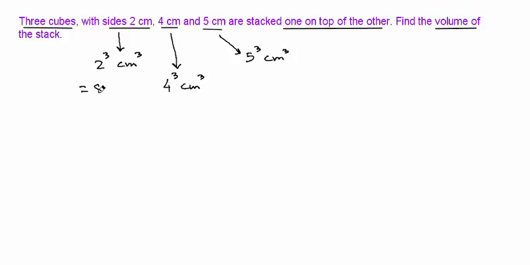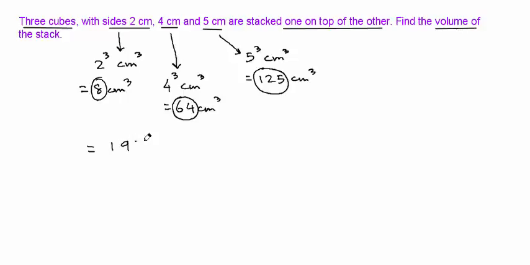And this one is equal to 8 centimeters cubed. This one is equal to 4 times 4 is 16, 16 times 4 is 64 centimeters cubed. And this one is 5 times 5 is 25, times 5 is 125 centimeters cubed. So if you add these 3 numbers up, you get 197 cubic centimeters, or centimeters cubed. That is the volume of the stack.